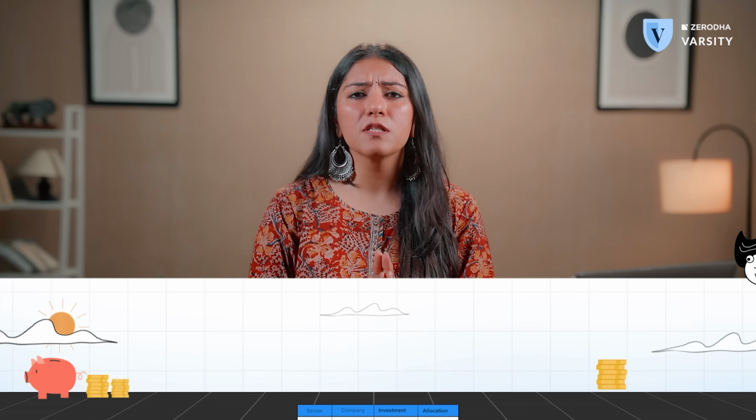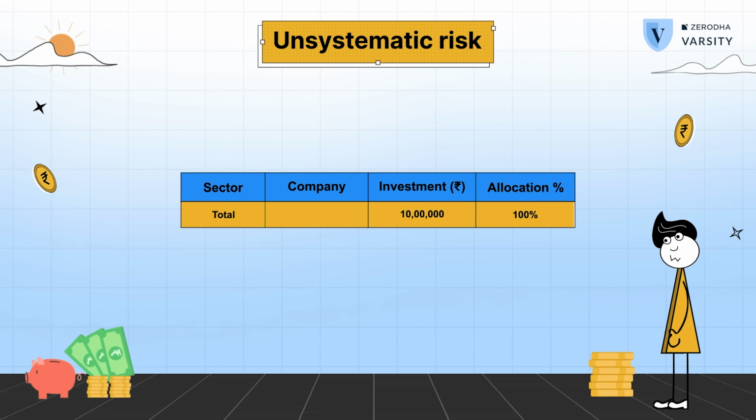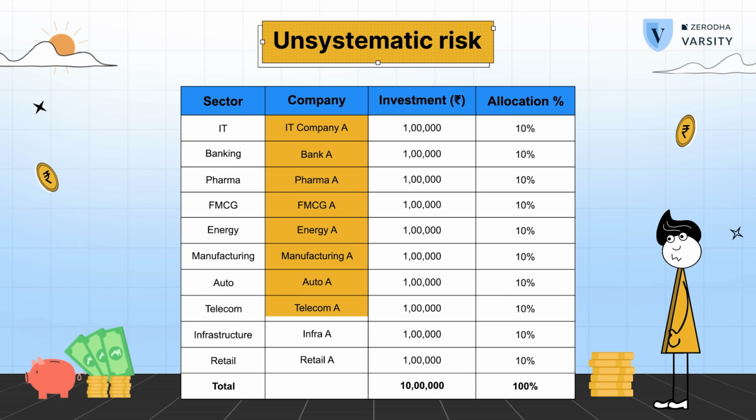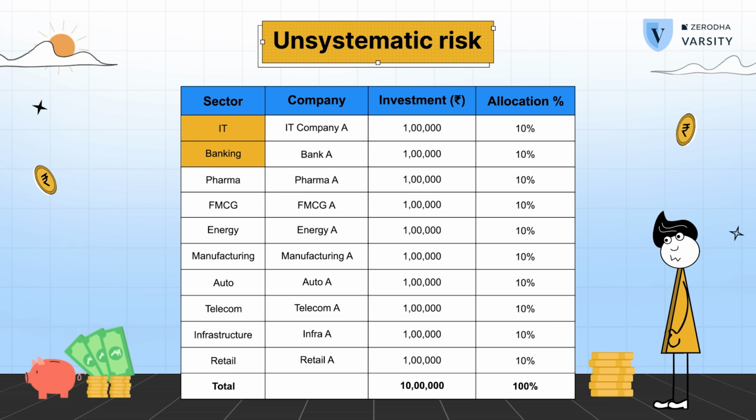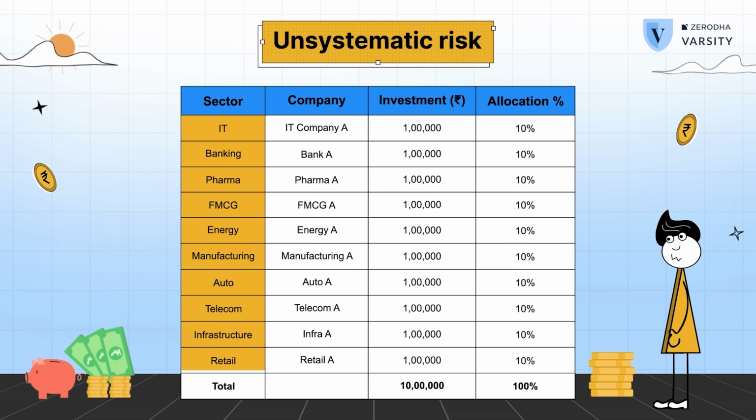Now, to give you examples, suppose you have 10 lakh rupees invested in stocks. You spread this across 10 companies: IT, banking, pharma, FMCG, energy, and manufacturing.